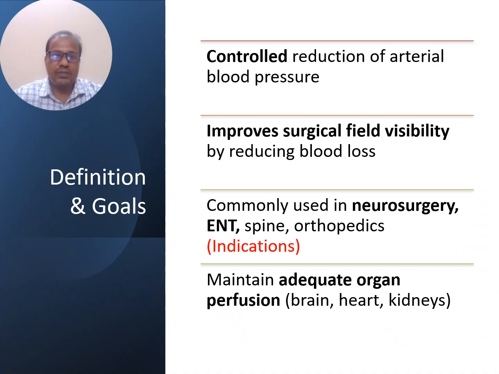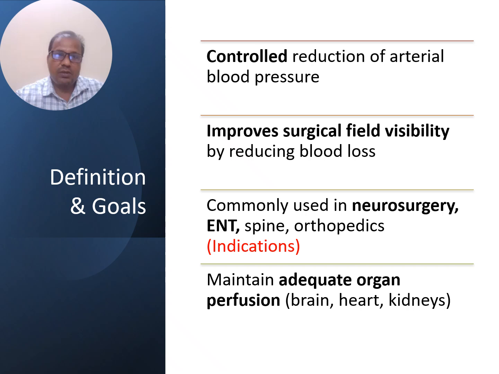What is the definition of hypotensive anesthesia and what are the goal or indication of hypotensive anesthesia? This is mainly the controlled reduction of the arterial blood pressure to improve the surgical field visibility by reducing the blood pressure to a certain level.